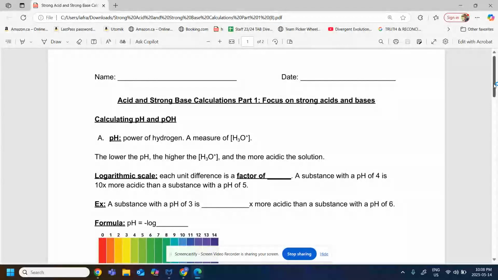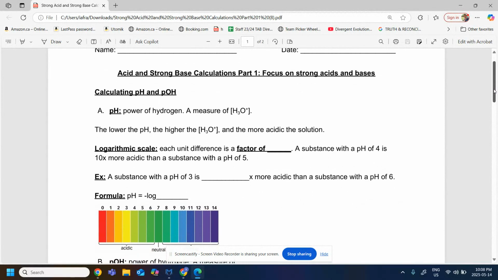In this video, we're going to take a look at some common calculations done for strong acids and strong bases. So there's a few things that we can do. One calculation is calculating the pH and pOH. pH is a measure of the acidity of a solution. We call it the power of hydrogen. It's a measure of basically the H3O+ ions in the solution.